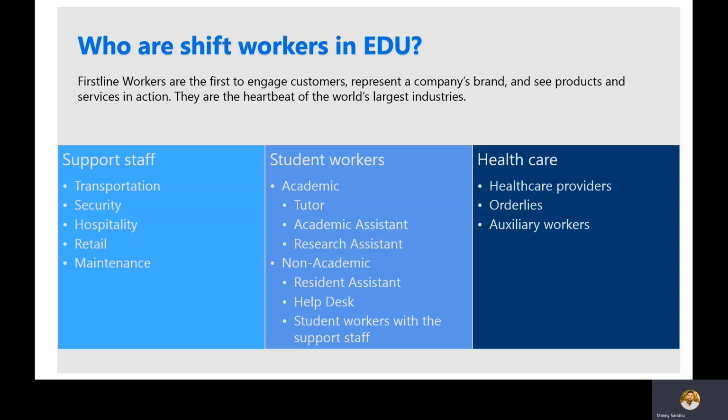The second major bucket we have is student workers. So whether you are an academic student worker or a non-academic student worker, so academic assistant, research assistant, or resident assistant, help desk at a library, or you work at the dining hall in between classes. Those are all examples of student workers who can leverage the shift capability. And then lastly, if your institution has healthcare, that is an example of doctors and nurses, orderlies, janitors, custodial staff, maintenance crews, who all would need that capability of shifts.